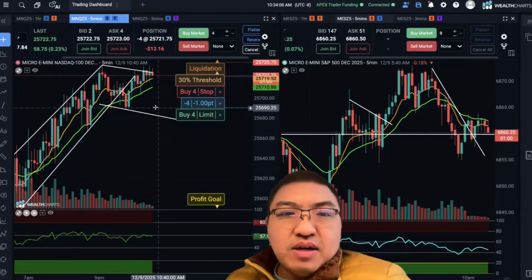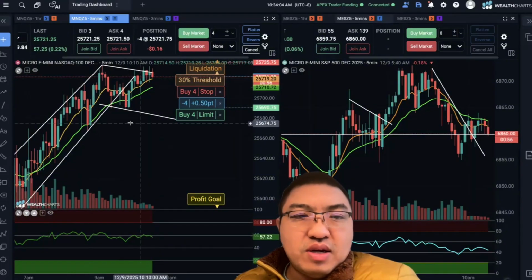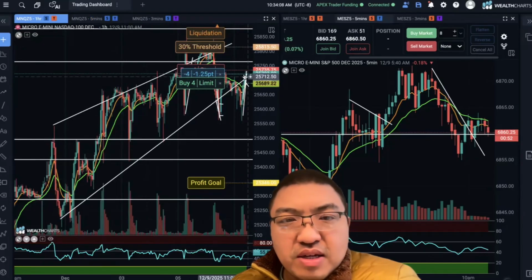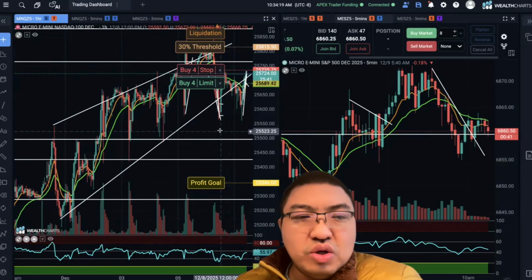Trying to predict the market is very dangerous. I go short in this uptrend because I see it arrives at the peak of a resistance level, which has been tested multiple times before. So I think, okay, I should go short.